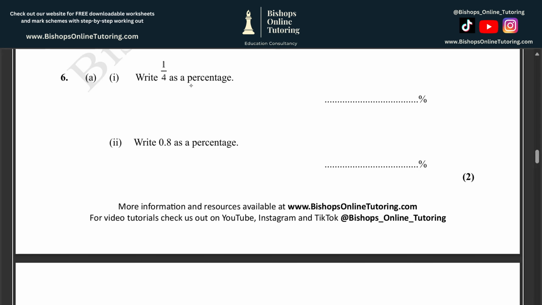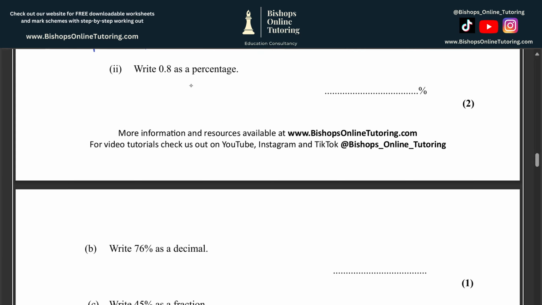Write 1 over 4 as a percentage. So 1 over 4, to turn that into a percentage, let's just do times by 100 over 1. That gives us 100 over 4, which can simplify down to 50 over 2 because they're both divisible by 2. Now 50 divided by 2 is 25, so it's 25%. Write 0.8 as a percentage. Well, 0.8 is equal to 80%.